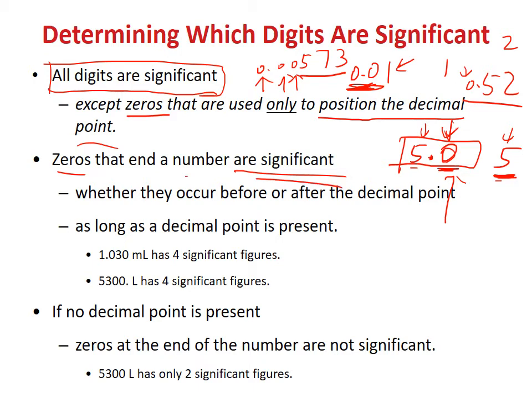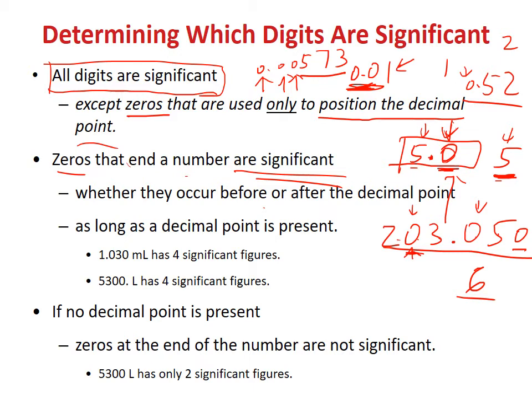whether they occur before or after the decimal. For example, 203.05. Okay, this is significant because this is not used to position the decimal. It's the number itself. So it is a significant figure, and this is a significant figure. If you add a 0, this is a significant figure. So this has 1, 2, 3, 4, 5, 6 significant figures. Okay.